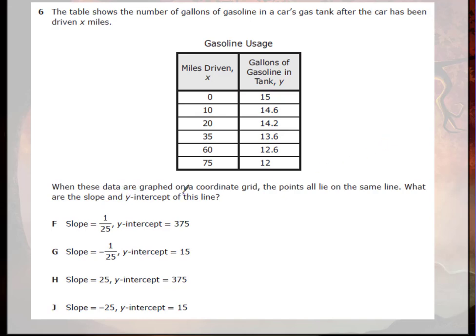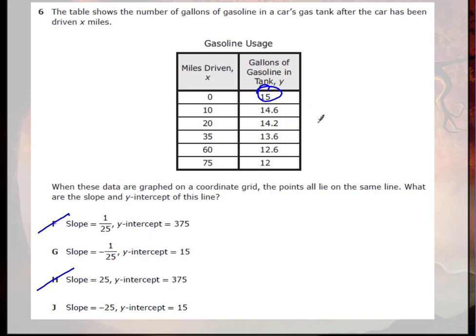When these data are graphed on a coordinate grid, the points all lie on the same line. What are the slope and y-intercept of this line? Well, I've told you the way we do this is we always find the y-intercept first. And the y-intercept is the y value when x is 0. So our y-intercept is actually 15. So with that in mind, I can eliminate F and H in the answer choices, because it has to be 15. Now we got to find our slope.